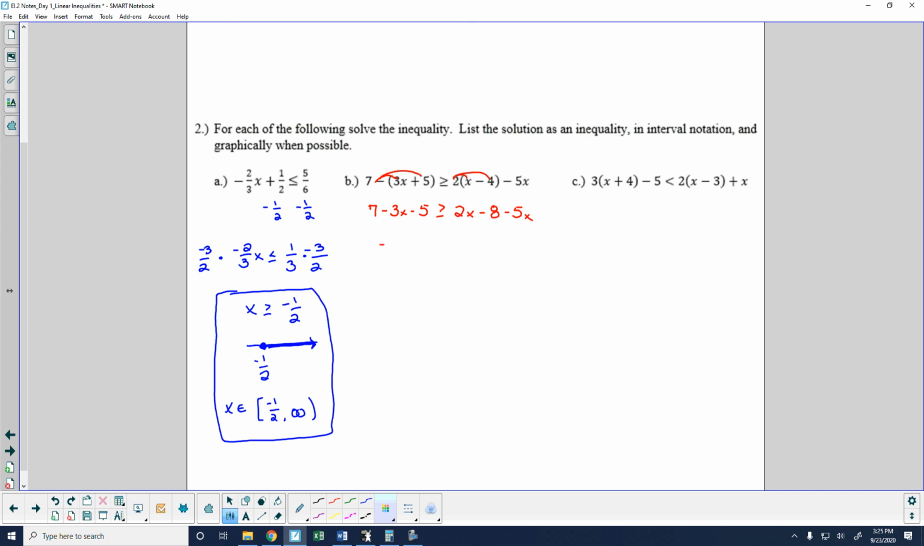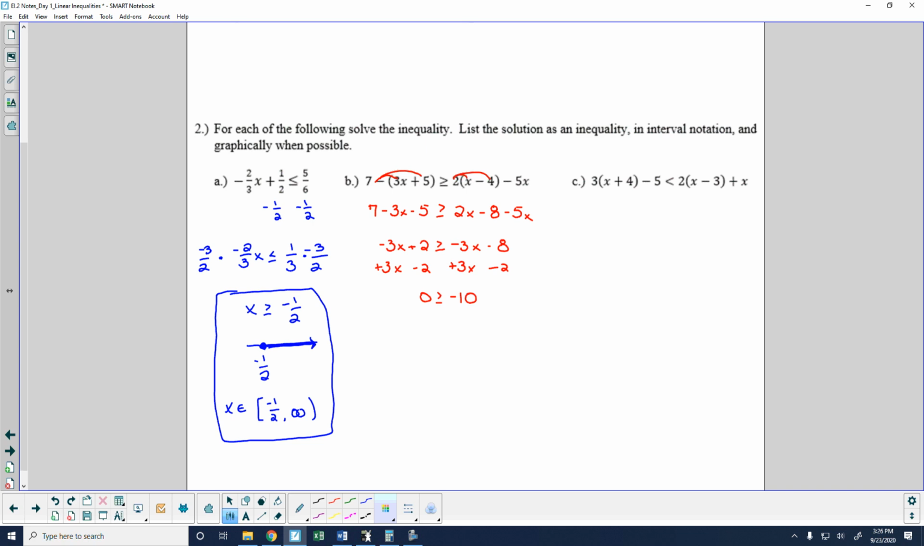So I'd have a negative 3x. I'd have 7 minus 5. 7 minus 5 is 2, positive 2. I would combine my 2x and my negative 5x to give me negative 3x minus 8. Now it's simplified, so I want to get my variables to the same side. So I'm going to add 3x to both sides, subtract 2 from both sides. When I do so, I get 0 is greater than or equal to negative 10.